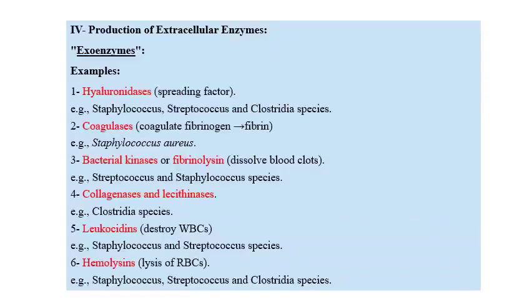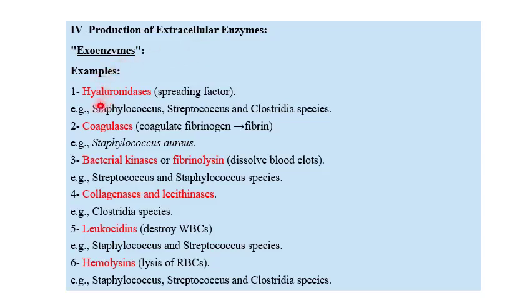Next. Production of extracellular enzymes, which we call exoenzymes. There are many examples, but there is something we can notice. We must recognize that all the examples written here are gram-positive bacteria, and you will find them in the course in the gram-positive bacteria section. Generally, gram-positive bacteria can produce extracellular substances more than gram-negative bacteria. Most gram-positive bacteria have a greater ability to produce substances, enzymes or toxins outside the cell while it is still living.